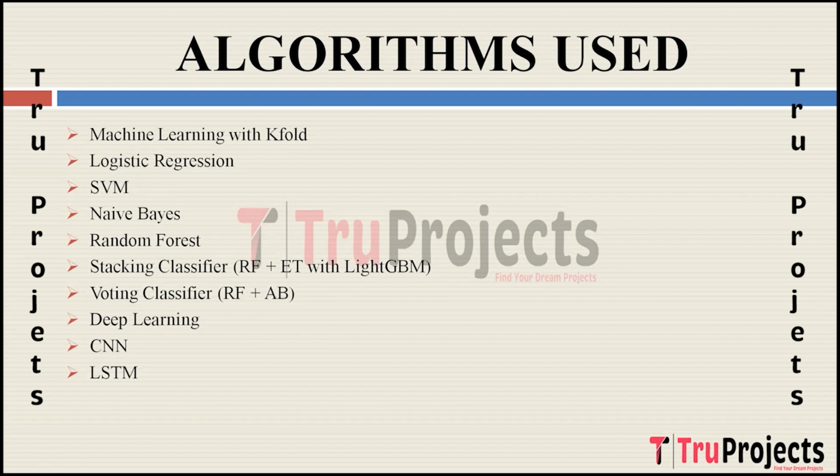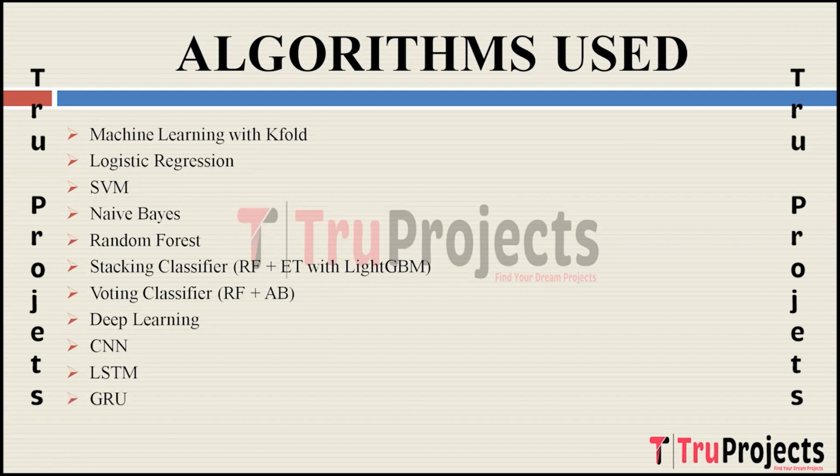LSTM, Long Short-Term Memory. LSTM is a type of recurrent neural network, RNN, known for its ability to capture long-term dependencies in sequential data. It's useful for time series data and sequences which may be relevant for network attack detection.